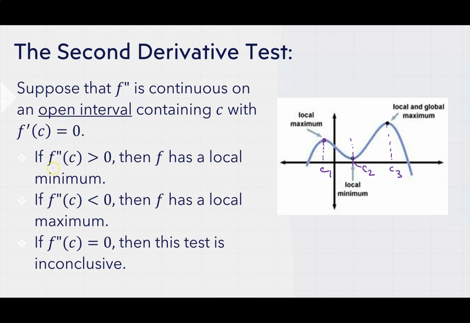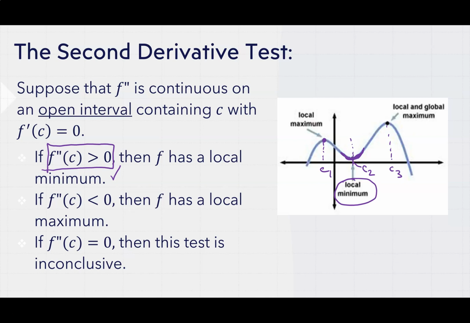If you plug that number into the second derivative, and that turns out to be positive, you have a curve that concaves up. And so you have a bottom. You have a smiley face and you have a bottom. So that gives you a local minimum.